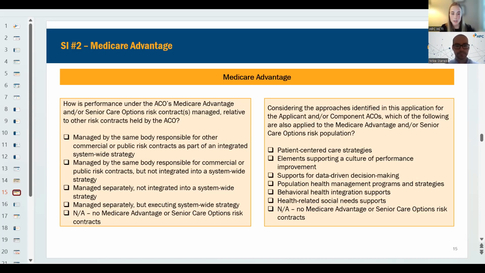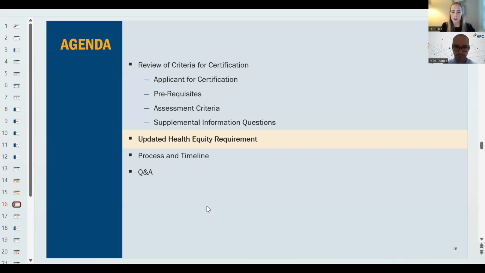So we have 2 checkbox questions here for you. The first asks you to indicate how performance under the ACO's Medicare Advantage and/or senior care options risk contracts is managed relative to other risk contracts held with the ACO. And the second, on the right, is asking you to identify which of the standards in the application also apply to the Medicare Advantage and/or senior care risk populations. So with that, I will turn it back over to Mike to review the updated health equity requirement.